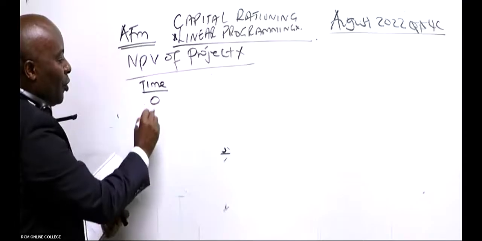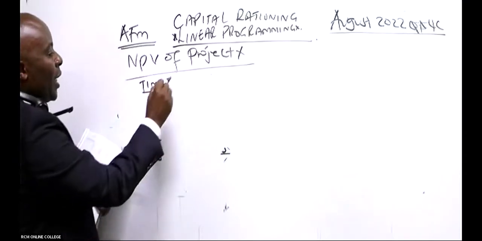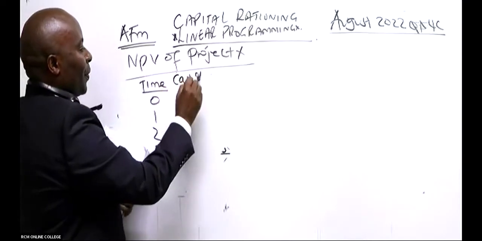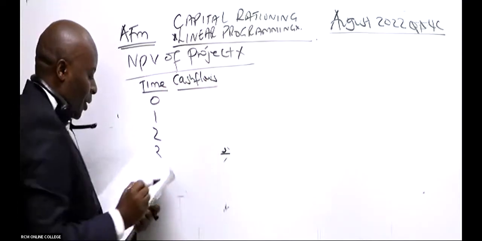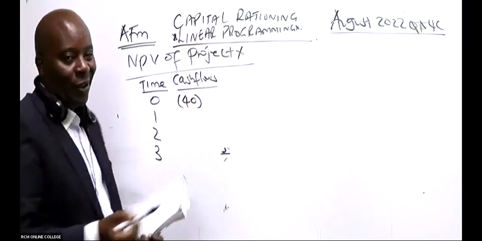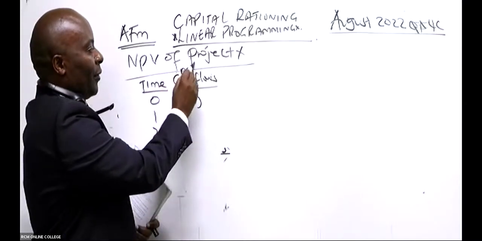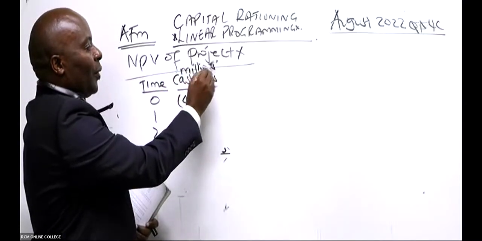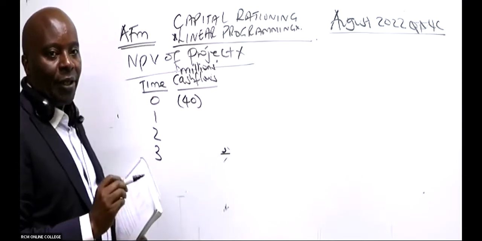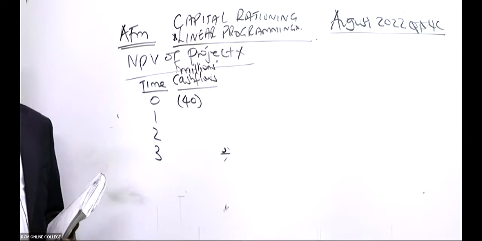For the NPV of project X, I can see the time: 0, 1, 2, 3. I can see the cash flows. If possible, let's cut those many zeros. Let's just work with 40. Then our figures will be in shillings millions, because currently the way they are, they're in thousands. If again we chop 3 more zeros, then our figures will be in millions.